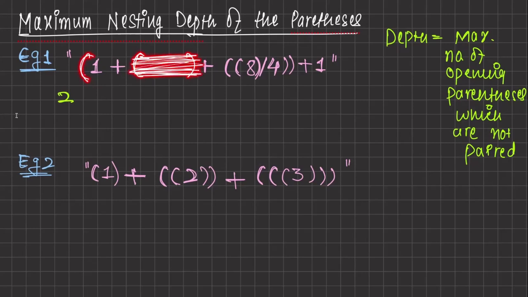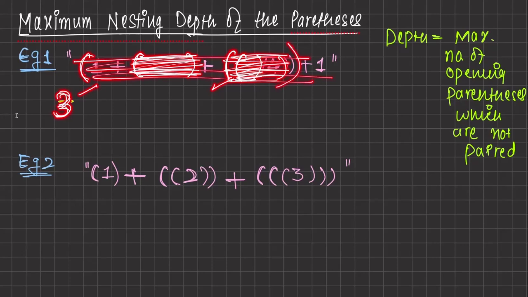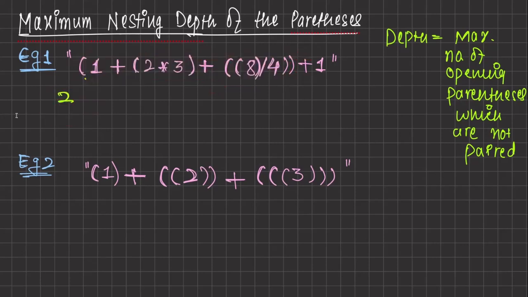Let's jump here. 2, 1, 2, 3. So now maximum is 3. Now this is paired, not considered. This is paired, not considered. This is paired, not considered. So maximum is 3. So this 3 is the answer. This is the maximum nesting depth.